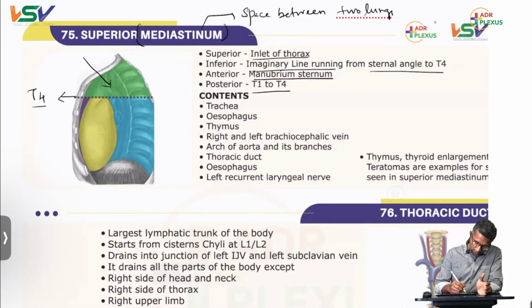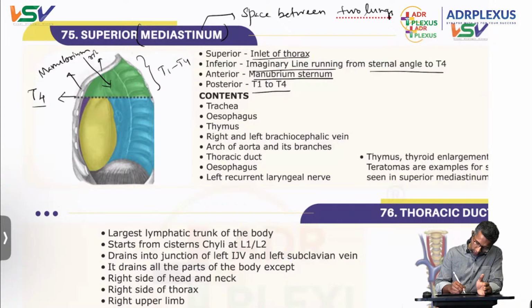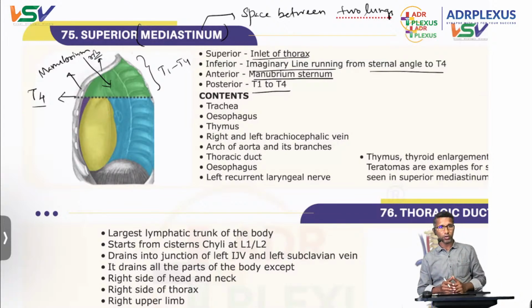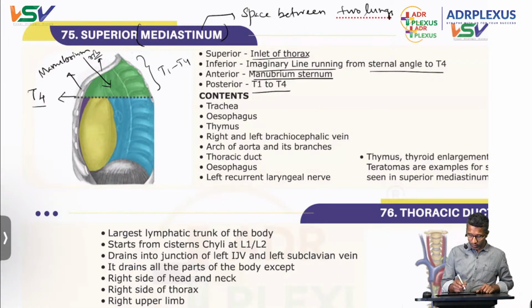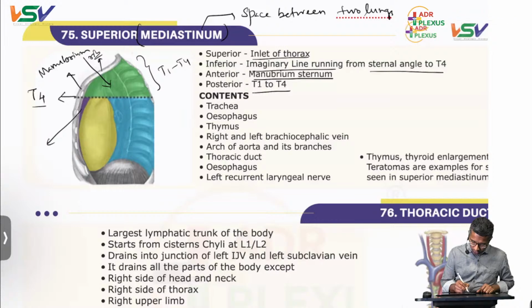So what you see here is the manubrium. What you see here is the T1 to T4 vertebrae. And what you see here is the first rib. So they form the boundary for the superior mediastinum. Okay, below the superior mediastinum you have the inferior mediastinum, and this inferior mediastinum is divided into three portions.